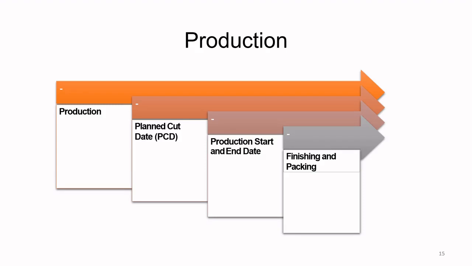Once the cutting has been done, then we have the production start date and the production end date. And along with that, we have the finishing start date and end date, packing start date and end date. These are the dates which are related to production, which has to be included in the time and action calendar.